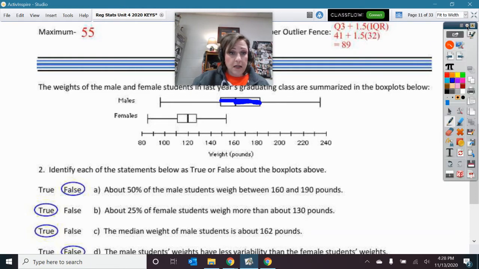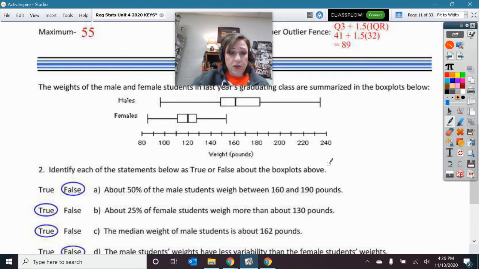Okay. Next, about 25% of the females weigh more than about 130. So here is about 130, and that is not 50. Oh, that says 25%. So yes, that's true. The median of the males is about 162. Yes, I think that is about 162.